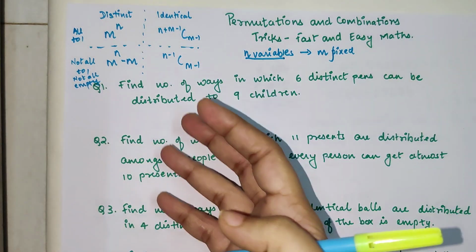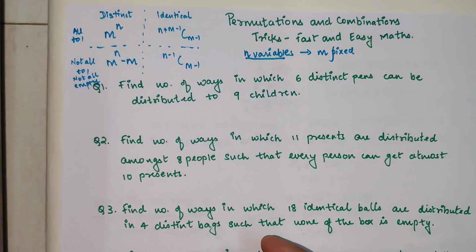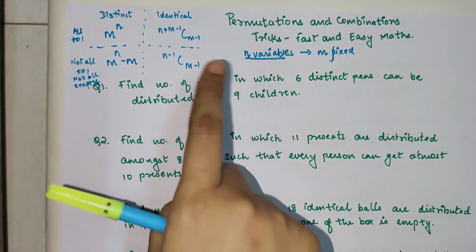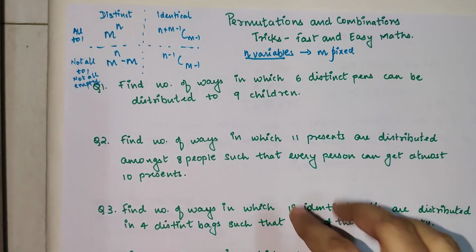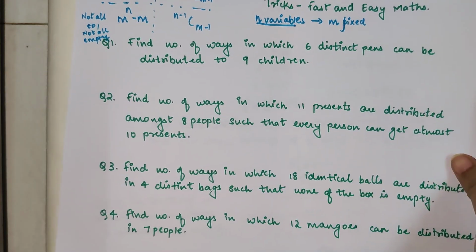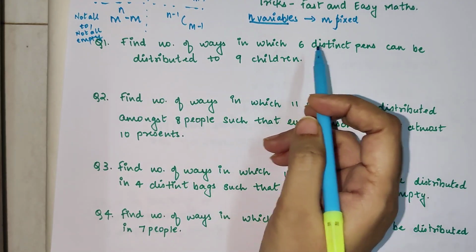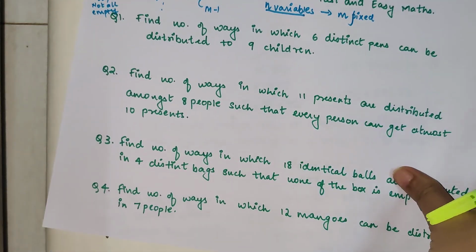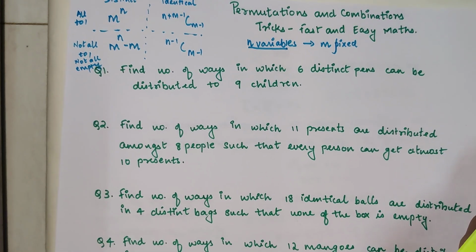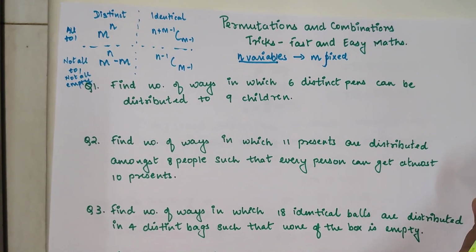So now using this, let's try and solve these questions. Trust me, after using this, you will be able to solve all of them within a minute. Okay, so find the number of ways in which 6 distinct pens can be distributed to 9 children.